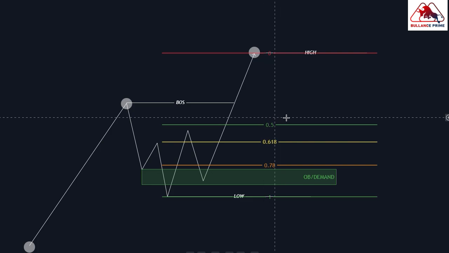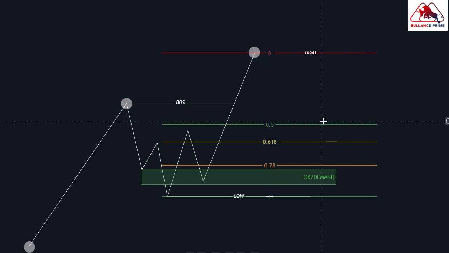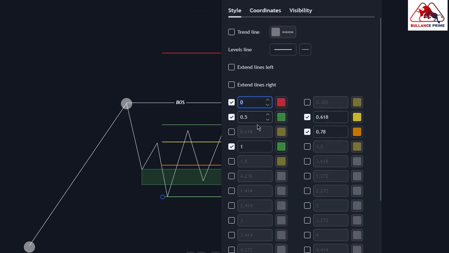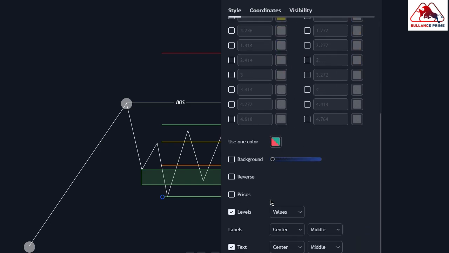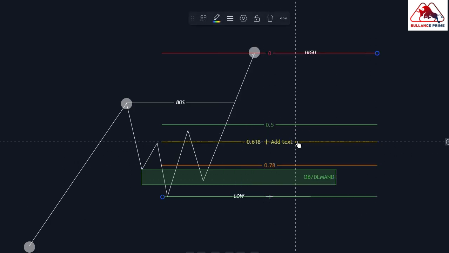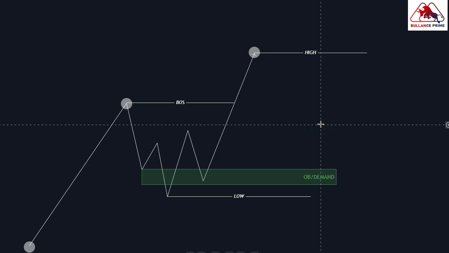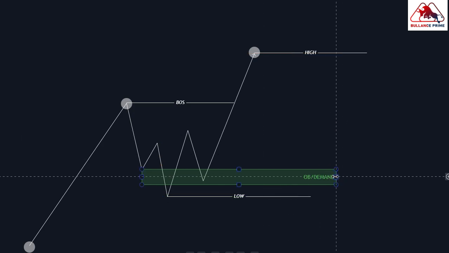If anyone is interested to know my Fibonacci retracement setting, this is normal. What you can see is 0.5, 0.618 and 0.78, and for the background I made the opacity, the transparency, 0. This is why you can see there is no background. So that's it. We find our entry point, this level, which is our point of interest.